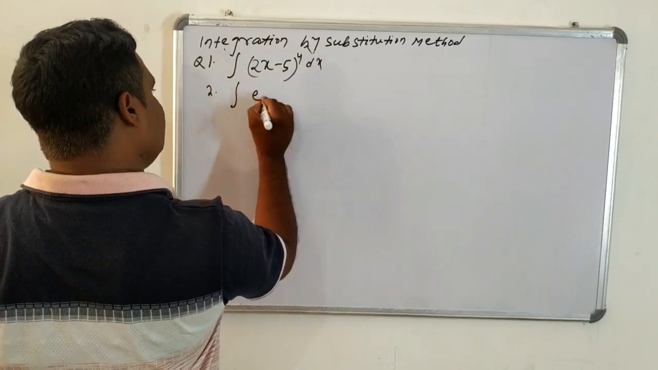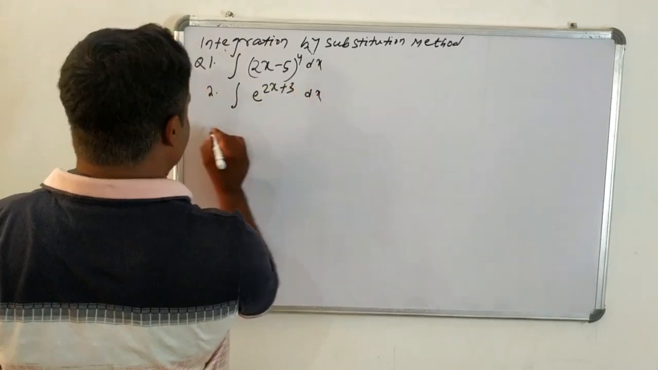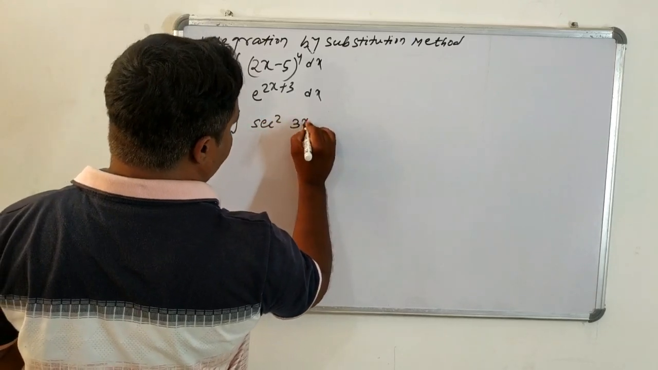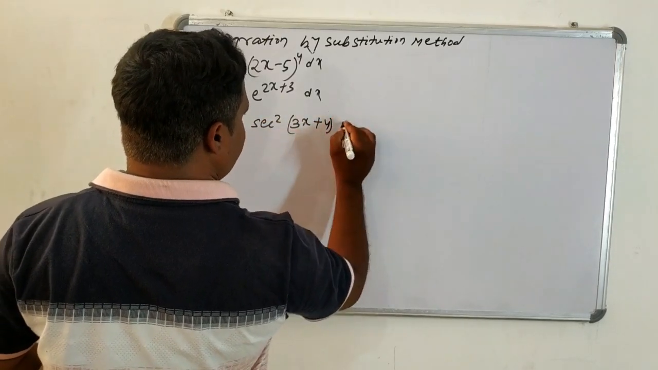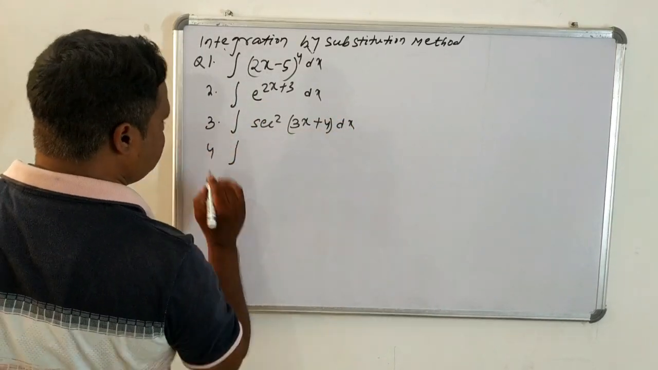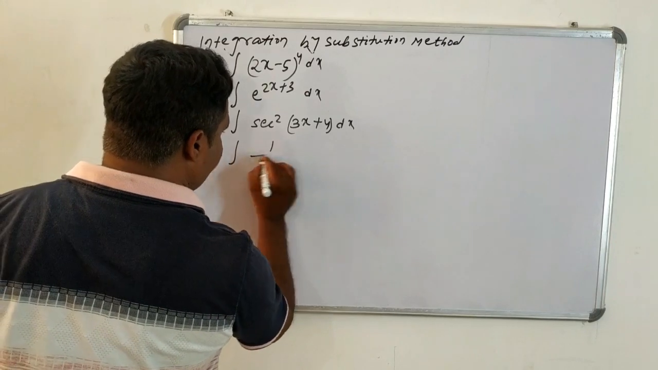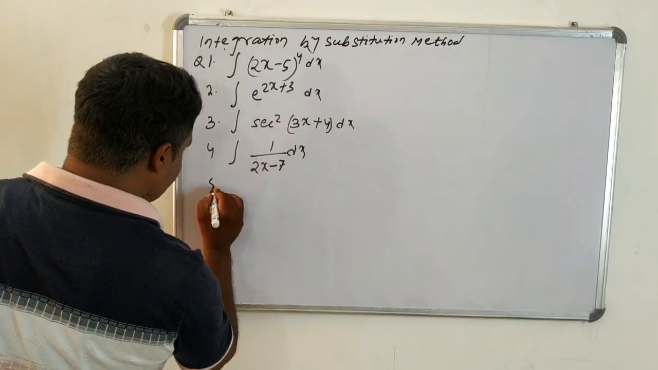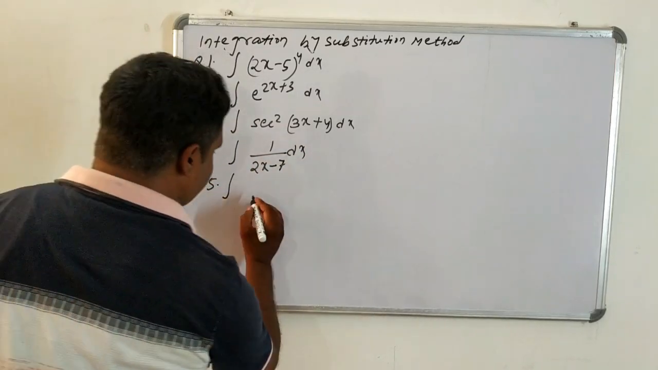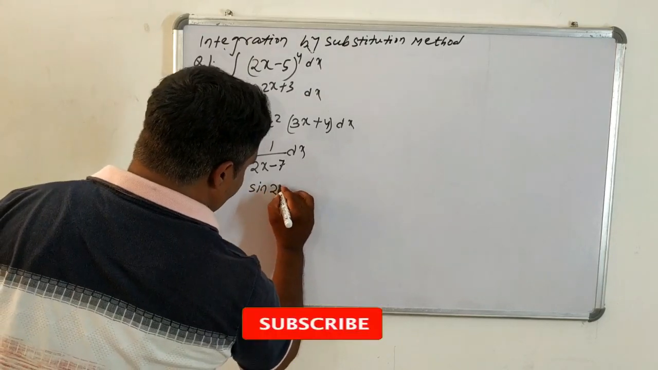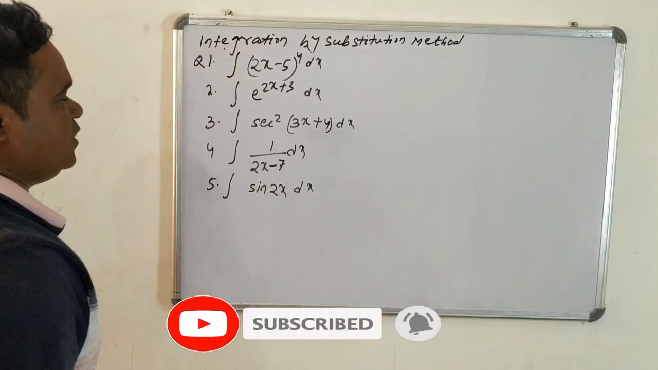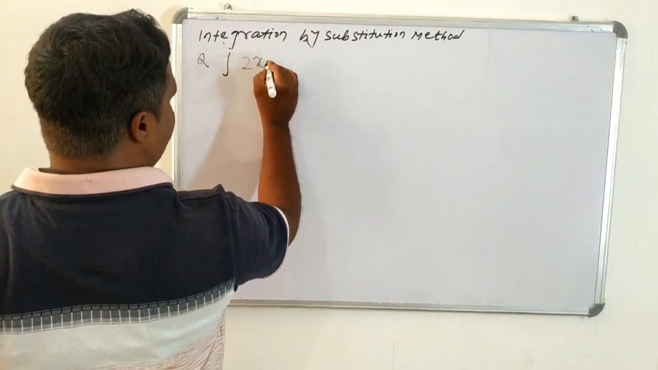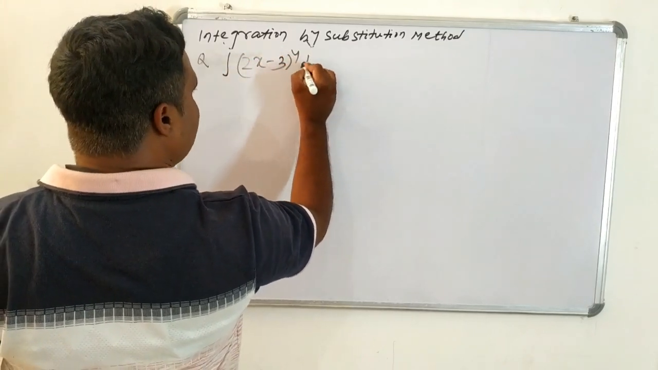Answer. Question number 2: e to the power 2x plus 3 dx. Question number 3: sec square of 3x plus 4 dx. Question number 4: 1 divided by 2x minus 7 dx. Question number 5: sine of 2x dx. Firstly, question 1: the integration of 2x minus 3 to the power 4 dx.